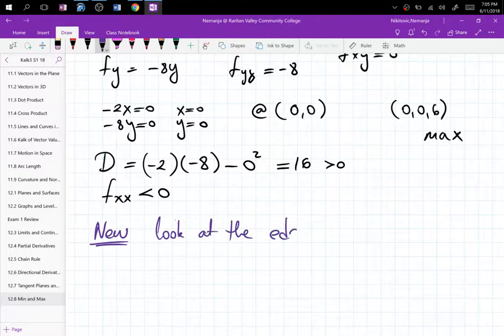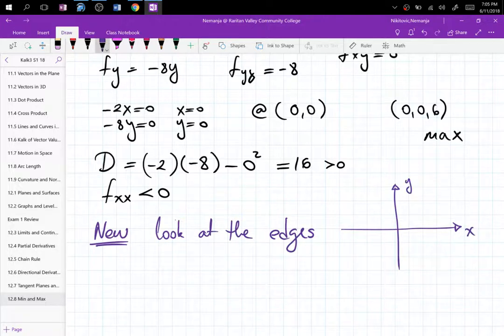All right, so what's new? Look at the edges. What do I have at the edges? I have the domain, which I need to draw. Make sure I understand that domain. The domain says negative 2 to positive 2 on the x-axis, and then negative 1 to positive 1 on y. So it's a rectangle that goes negative 2, positive 2 on x, and negative y, positive y. So this is region R.